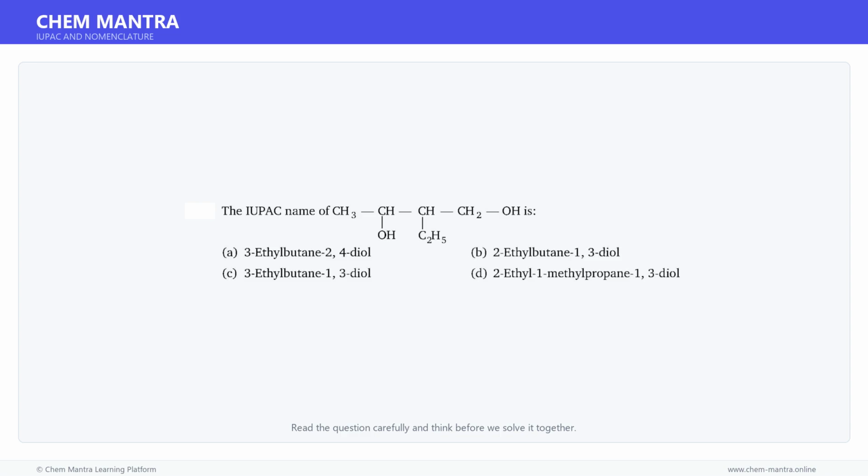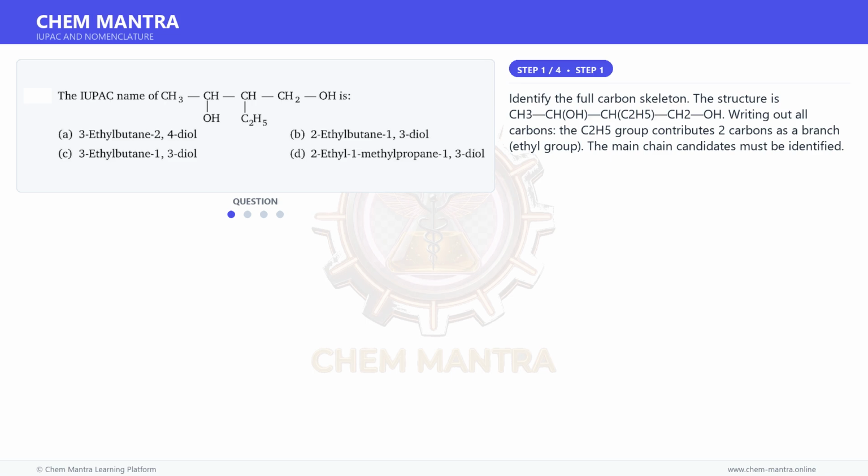Here is a question. Read it carefully and think about the answer. Let us solve it step by step. Let us begin solving this step by step. Identify the full carbon skeleton.